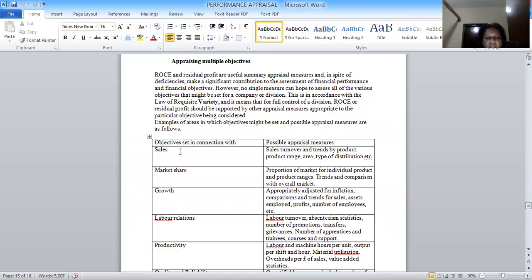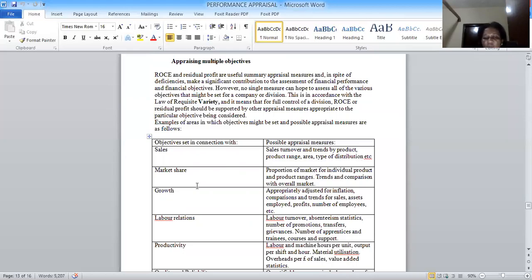For example, our objective is concerned with our sales. So what measure can we use to assess or appraise that? We can use the sales turnover and then trends by product. We can also use product range, area, type of distribution that we use, and so forth. If our objective is to look at our market share, or to know our market share, or to increase our market share, how do we measure that? We can also be looking at the proportion of markets for individual products and so forth.